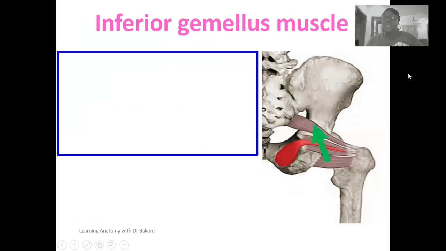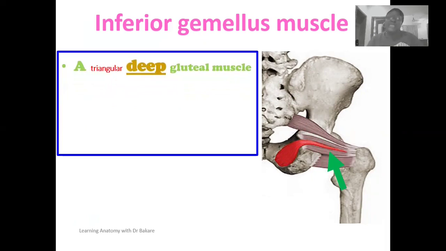The inferior gemellus muscle is what is arrowed here in green, and it is a triangular shaped muscle that is located within the deep gluteal space. Remember in our lecture on the gluteal region, if you've not checked up that lecture, please kindly go and do so. In that lecture, we try to subdivide the muscles in the gluteal region into the superficial compartment and also the deep compartment. In this image by the side here, it is the deep compartment that is seen.